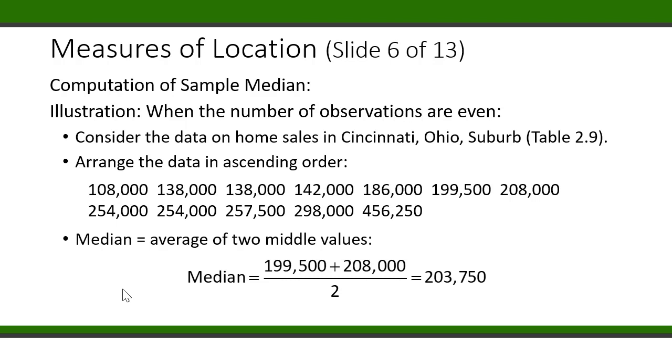What happens if you have an even number? Then again, you would arrange the data in ascending order. So we have 12 there. So 12 divided by 2 is 6. So we pick out this number and this number. Now we have 1, 2, 3, 4, 5 on each side of those two numbers, and we average those, and so then that becomes the median.